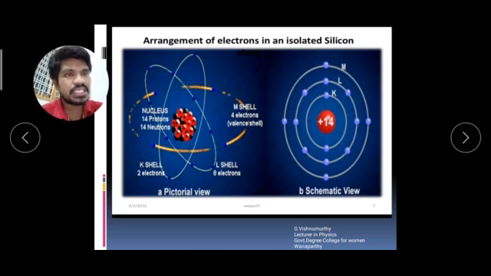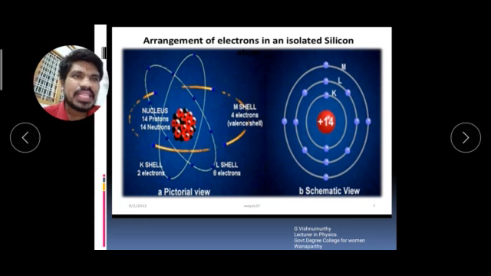Those 14 are present in the silicon. We know that the electronic configuration of silicon is 1s2, 2s2, 2p6, and so on. According to the periodic table, that is the Bohr model, we know that the stationary orbits lie around the nucleus. The stationary orbits are classified into K, L, M, and so on.